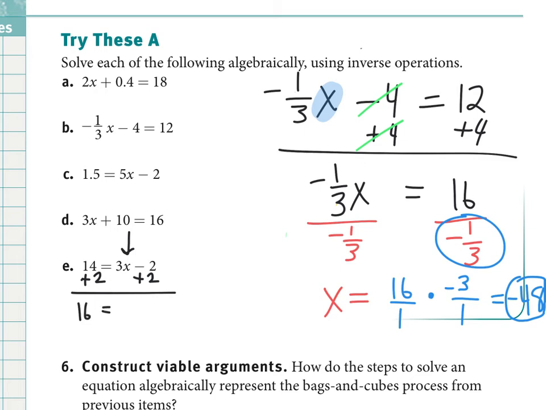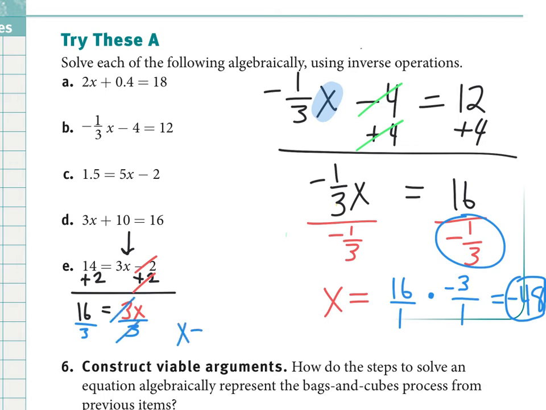The 3x minus 2, since we added 2, those cancel out, and this will just equal 3x. And now we have 3 times x equals 16, right? So 3 times something equals 16. We can get rid of that multiplying by 3 by doing its inverse, which is division. Okay, the 3 dividing by 3 cancel out.